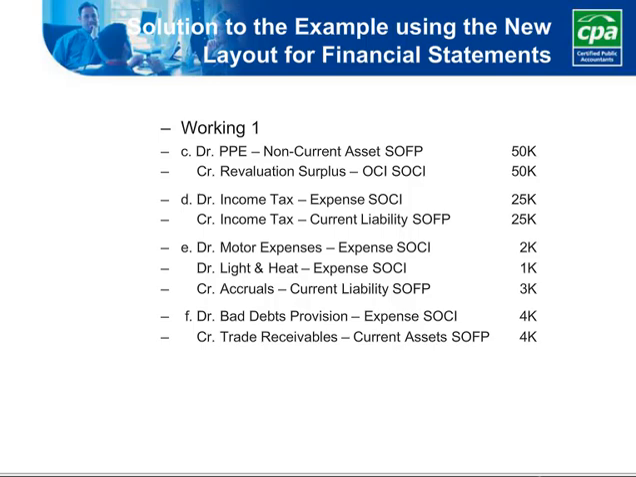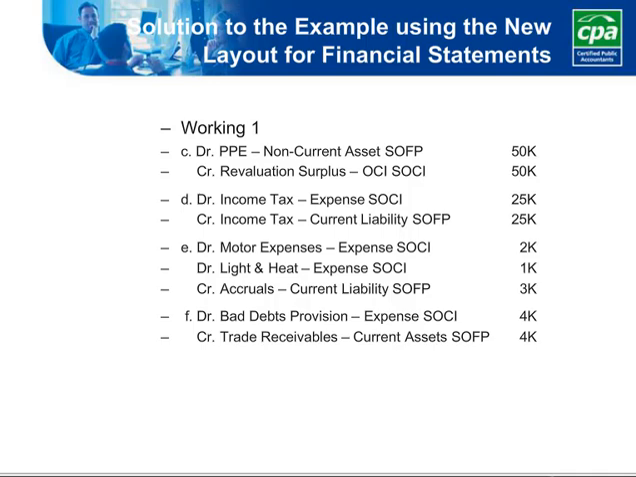Part E is also accruals, so we debit our motor expenses as we're increasing the expenses because these are amounts that are due and should have gone into expenses this year. Therefore we debit our motor expense for 2,000, we debit the light and heat expense for 1,000 in the Statement of Comprehensive Income, and we credit our accruals in the current liability section of the Statement of Financial Position with 3,000, the total amount of the 2 plus 1,000.